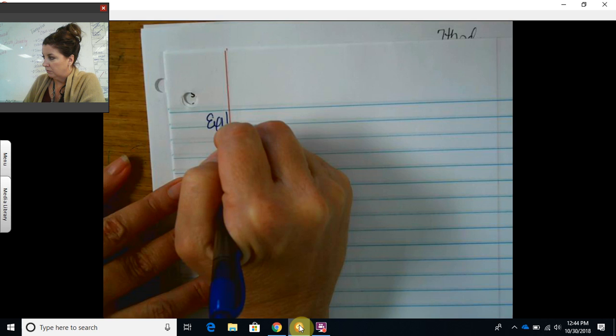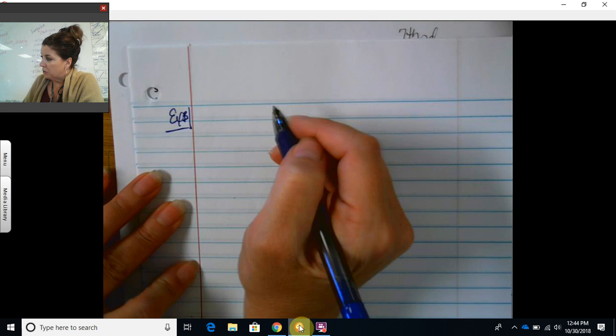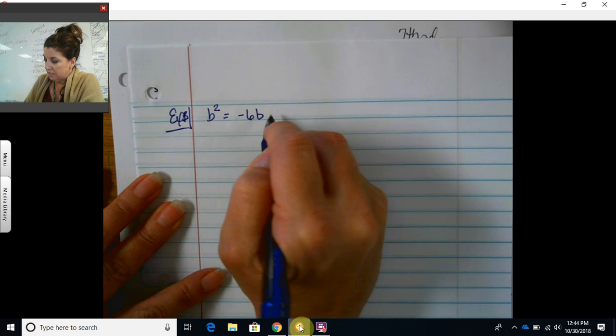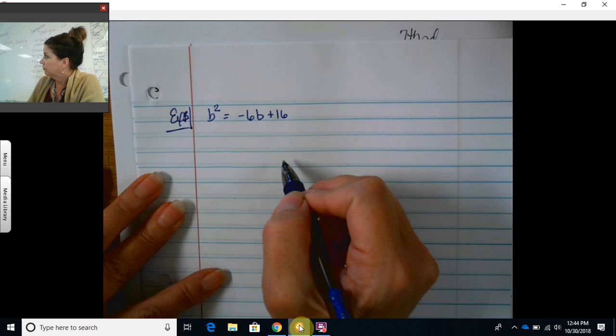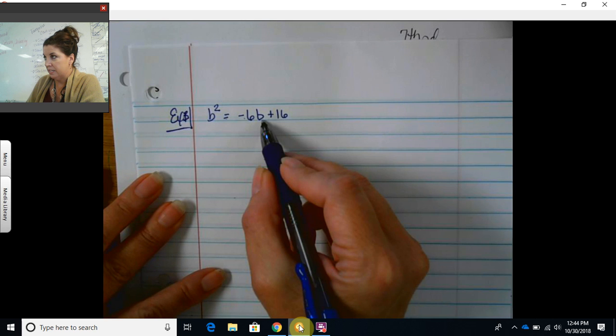But it's our third one. So we have b squared equals negative 6b plus 16. And make sure that looks like a b and not a 6. So b squared equals negative 6b plus 16.